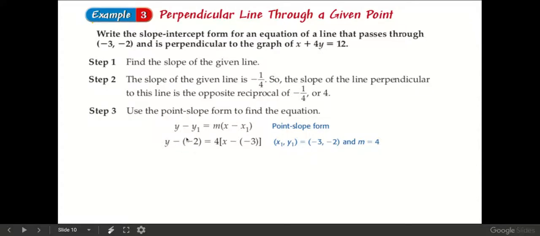Minus negative 2 is like y plus 2. X minus negative 3 is like x plus 3. And then I can use a distributive property, right? 4 times x, 4 times 3. So I get y plus 2 equals 4x plus 12.